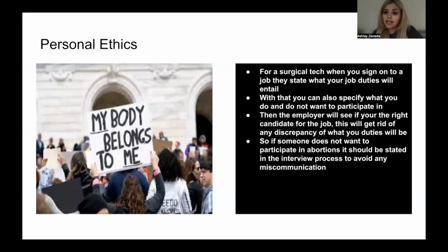With that being said, as a surgical technologist, each duty is different. With that, we can go ahead and specify what we do and do not want to participate in. Each employer is different. So if the employer thinks you are the right candidate for the job, they will go ahead and let you know. So if someone does not want to participate in abortion, it should be stated in the interview process to avoid any miscommunication.